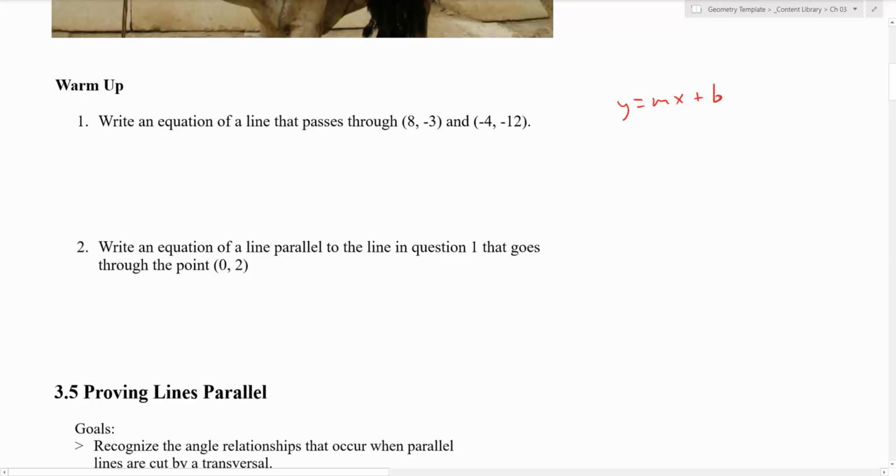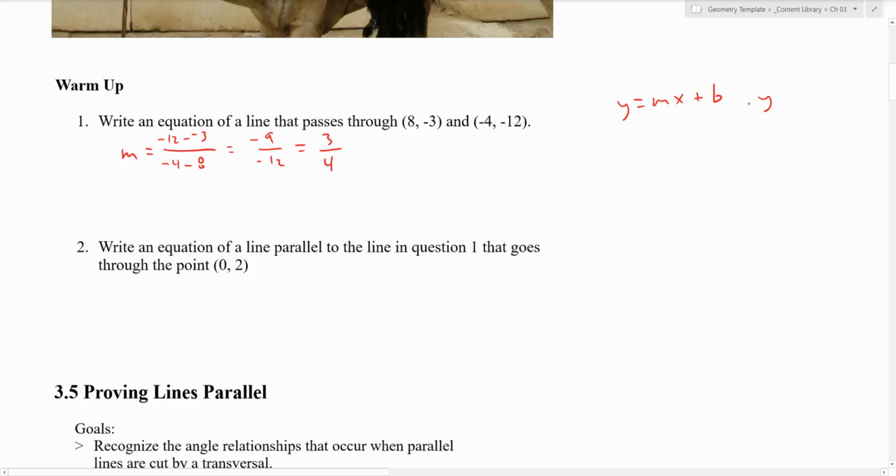Let's find the slope. M equals y2 minus y1 over x2 minus x1, our change in y over our change in x: -12 minus -3, over -4 minus 8, equals -9 over -12, which simplifies to positive 3/4. That's our slope. Now let's use point-slope formula with one of these points and our slope, 3/4.